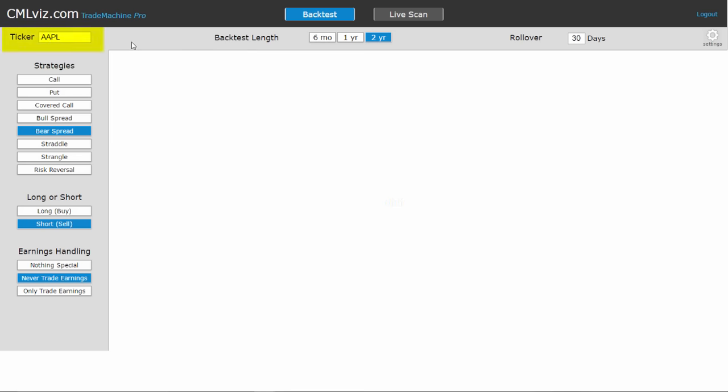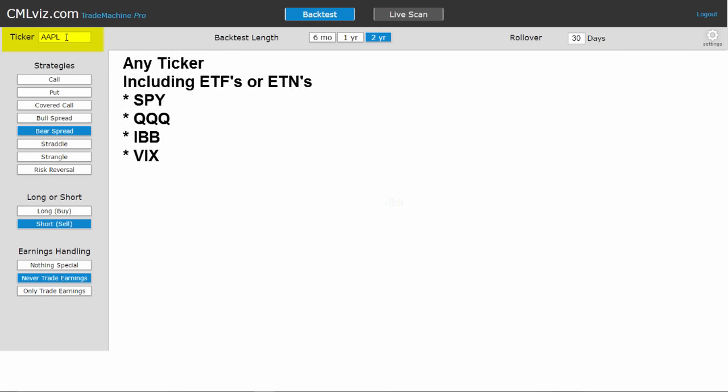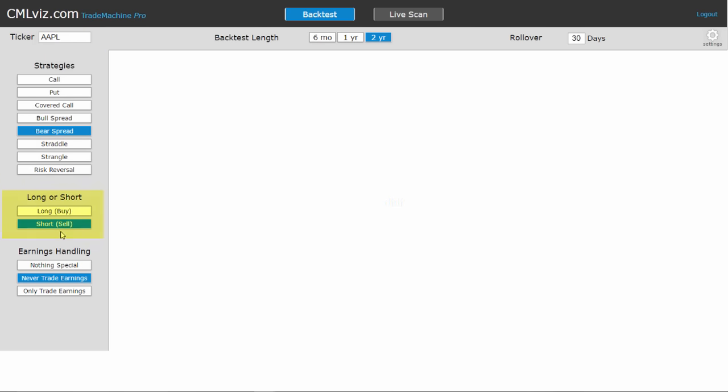So to use the option backtester, we can select any ticker, including ETFs like SPY, QQQ, IBB, whatever you want, any strategy, long or short. We can trade only earnings, we can avoid earnings, or just trade normally for our rollover period, ignoring earnings, and we can set the backtest length and how often we want to trade. For those of us that are weekly options traders, we would put a 7 in here to trade the weekly options. Now, this is the reminder.